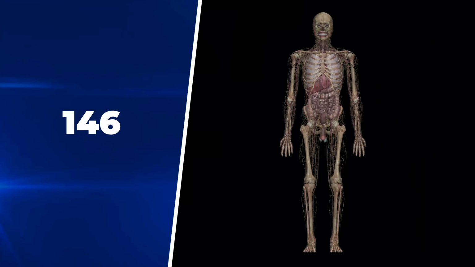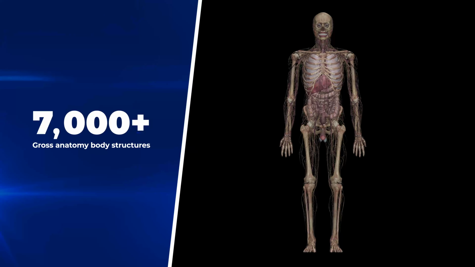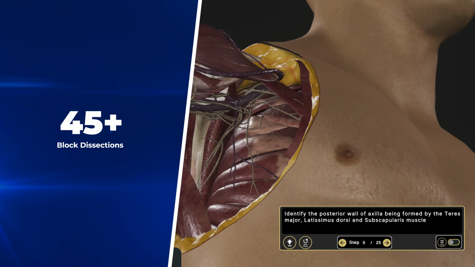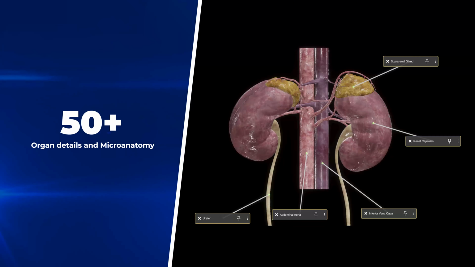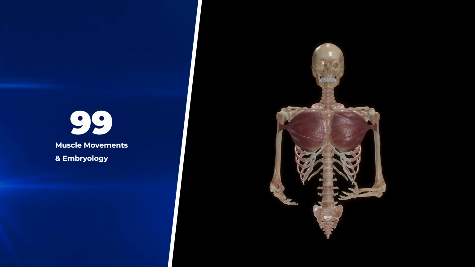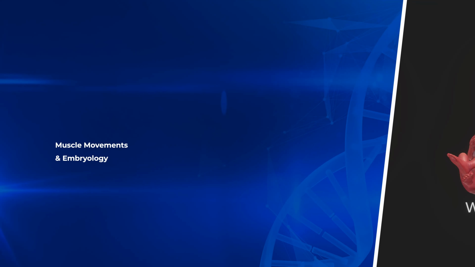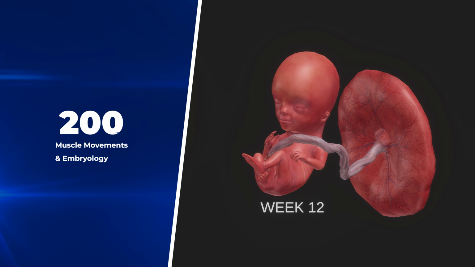The platform integrates 7,000-plus gross and regional anatomy labels, 45-plus block dissections, and 30-plus detailed organ and part simulations, along with a dedicated osteology module covering 300-plus bony features, landmarks, and ossifications. It offers 100-plus detailed muscle movements and 200-plus detailed embryology topics.